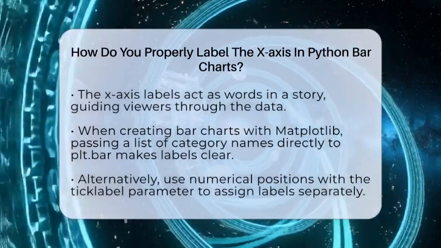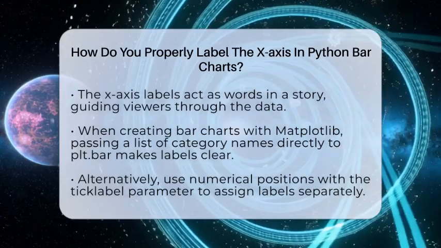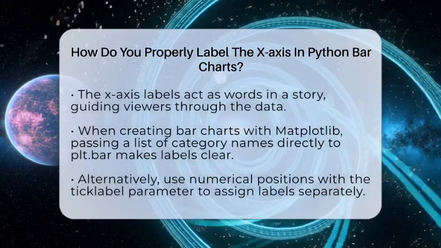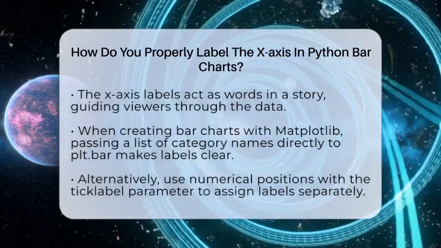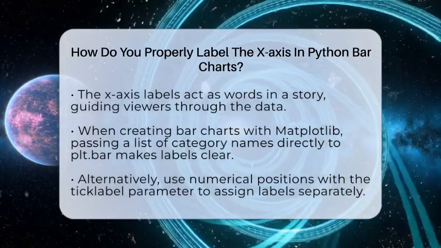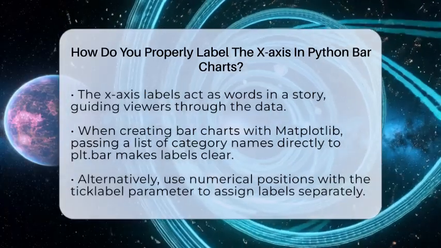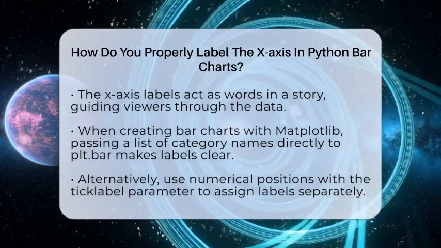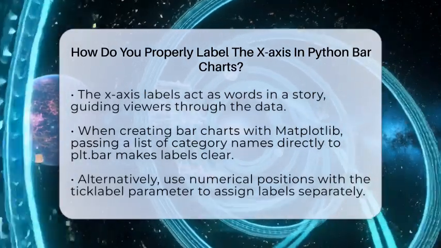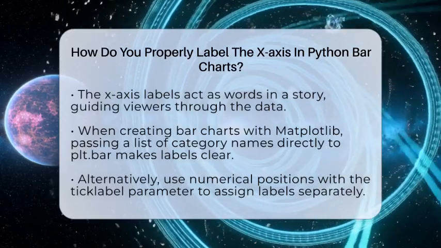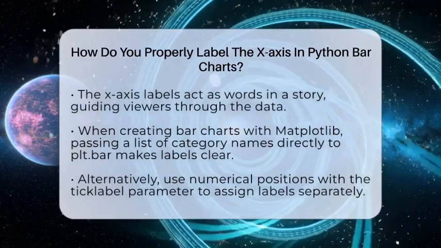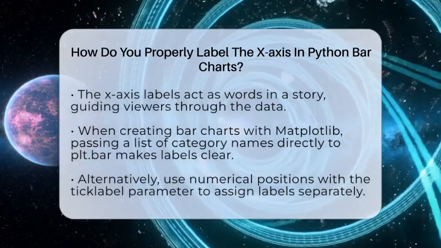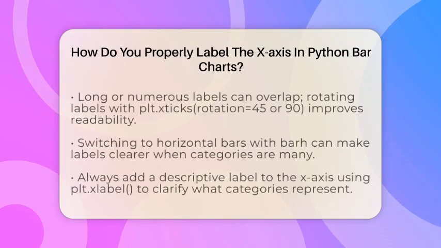First, you need to decide what your x-axis labels will be. If you have categories like fruits or countries, you can directly pass a list of strings to the bar function. For example, if you want to show the number of apples, bananas, and cherries, you can write plt.bar(['apples', 'bananas', 'cherries'], [10, 15, 7]). The list of strings becomes the labels for each bar, making it obvious what each one stands for.